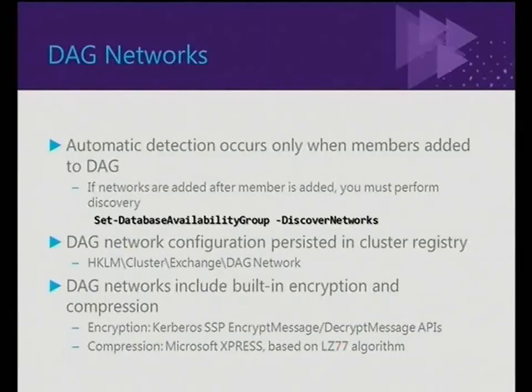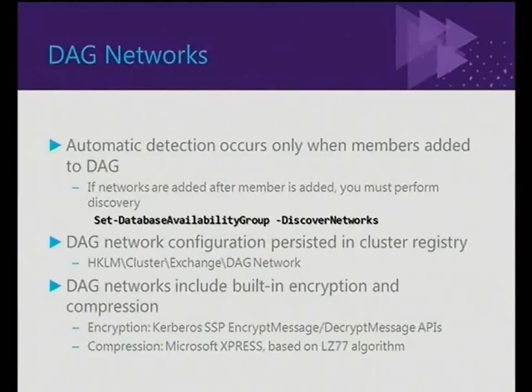DAGs now do include built-in encryption and compression as well. I know I've heard through a few sessions that some of you are using WAN optimizers that are already providing you with some WAN compression benefits. Some of you may also be using IPsec policies with your legacy clustered mailbox servers in order to get encryption for that solution. You don't need to use either of those anymore with the DAG. The DAG includes built-in compression and built-in encryption. You configure it at the DAG level, at the DAG object level itself.